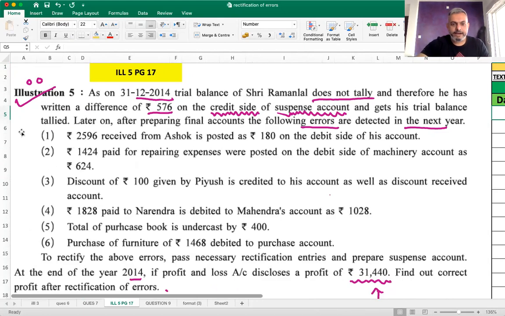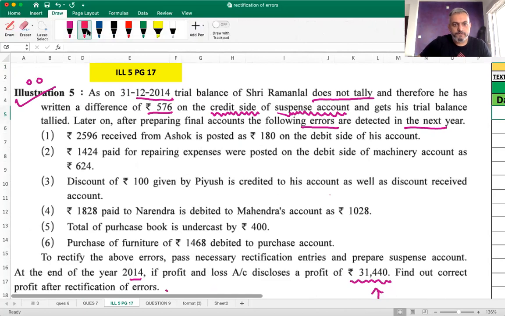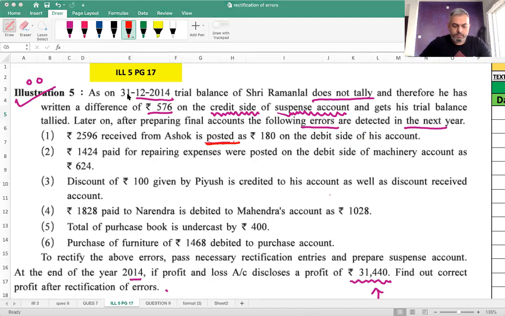Rupees 2596 received from Ashok is posted, underline the word posted, as 180 on the debit side of his account. Now what a big error we have made. So first let's write the correct entry. So the correct entry is rupees 2596 received from Ashok. Can you tell me the correct entry?